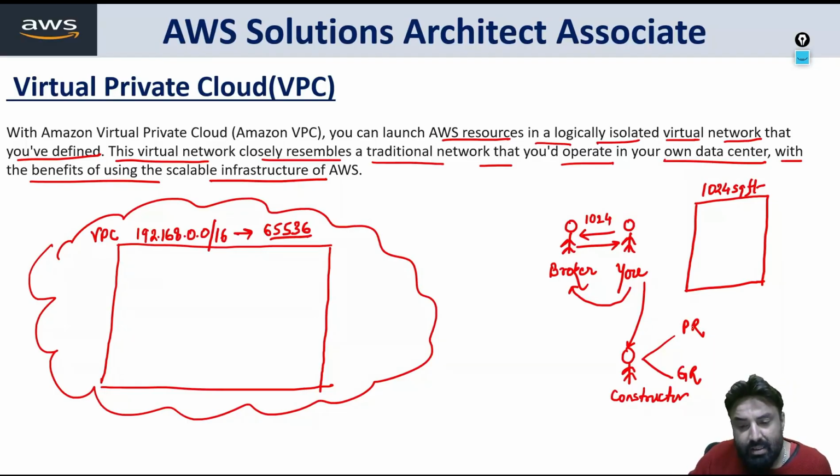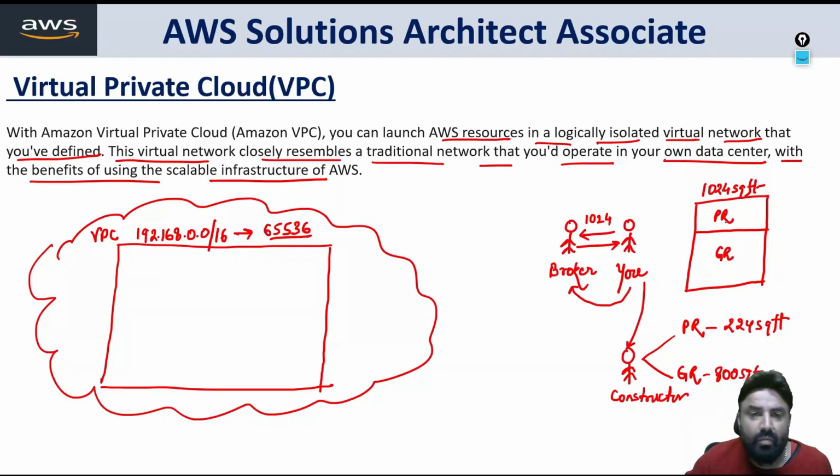Once you say this, he'll again ask you the question. What is the size you are looking for your personal room, and what is the size you are looking for your guest room? Let's say, hey, my personal room should be of 224 square feet. And the remaining size, whatever is left, let's say 800 square foot, is for my guest room. So this is how he'll divide the land. This will be your personal room, and this will be your guest room.